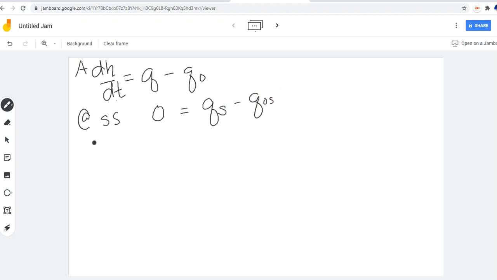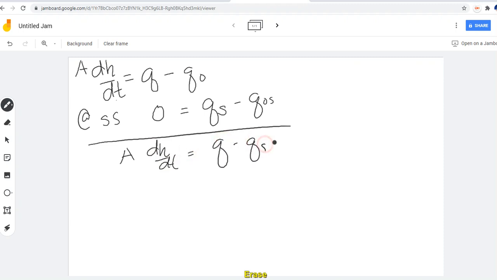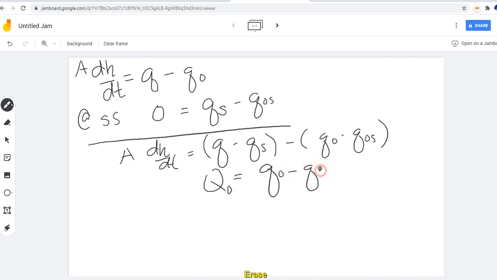Now, if we get the difference of these two, you will have A dH/dt equal to Q minus QS. Then you can place a parenthesis here, minus Q sub O minus Q sub OS. Now, if we represent these two differences in the Q and QS and the Q sub O and Q sub OS by deviation variables, then we can represent them as capital letters. So we'll start with that, from our small letter variables.